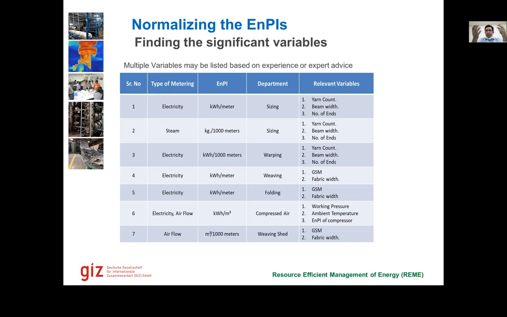So if the fabric weight increases, electricity consumption increases. Similarly, if the fabric width increases, the electricity consumption would also increase. In compressed air, for example, working pressure, ambient temperature, and energy performance indicator of the compressors are the variables that we need to see. Also, we need to see the relative humidity, which is not mentioned here in the example. How much humidity is going on there? So, how much air do we need to dry? So that also varies. So these are the parameters that we need to know.